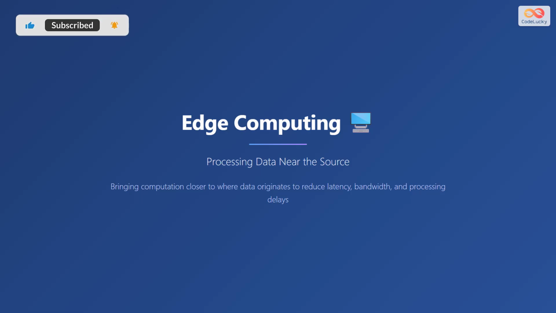In this video, we'll explore what edge computing means, how it works, and why it's becoming so important in our connected world. The subtitle here is Processing Data Near the Source, which is the core idea behind edge computing. By processing information locally, we can make things faster, more secure, and more efficient.